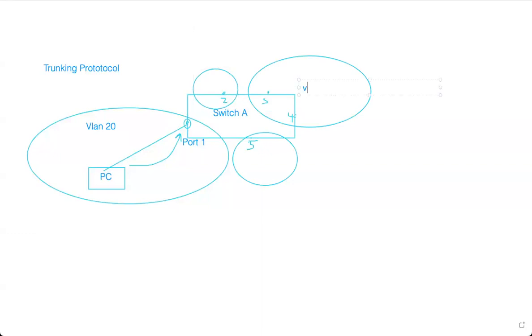So this is VLAN 20, meaning port 3 and port 4 are configured with VLAN 20. And this is VLAN 30. This is VLAN 40. So when the PC1 sends the traffic to port 1, because we attached it with VLAN 20, what are the ports it will be sending the traffic to, guys?